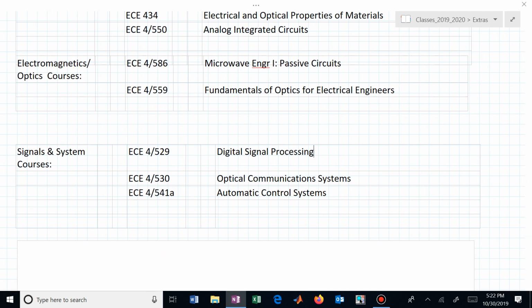Then you have the signals and systems classes. Digital signal processing, Z transforms. You're going to learn, if you haven't already, Laplace transforms in 320. You'll be using those. Well, their twin in the digital setting is the Z transform. That's used in 429. It's used in 442, which is the digital control class. How do you now go into the frequency domain and use those tools?